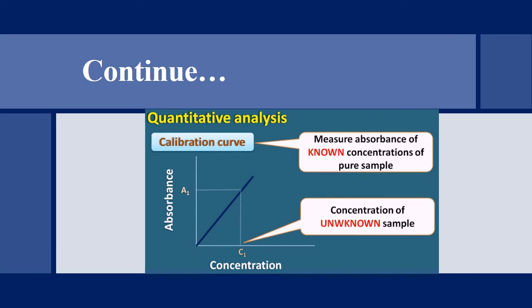Now we will take the absorbance of the unknown sample and denote it on the calibration curve as A1, and at that absorbance A1, we will interpolate the concentration of the unknown solution, which is represented as C1. So this is how we can perform the quantitative analysis for the determination of the absorbance or the concentration of different sample solutions.